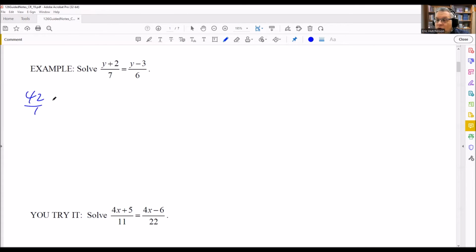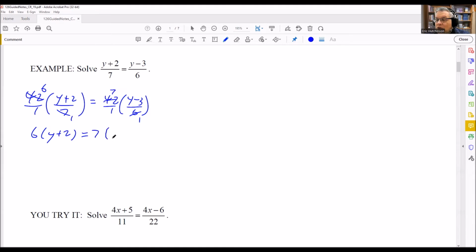So I'm going to put 42/1 on this side. So here is the entire fraction on that side. And I'll put 42/1 on the other side, and we'll multiply it by everything we have on the right-hand side. 42, and then we had 7 here, so that becomes a 1. This becomes a 6, so we're going to do 6 times y plus 2. And here, 6 divided by 6 is 1, and 42 divided by 6 is 7. So we have 7 times y minus 3. So now we have no more fractions. We can multiply and solve.